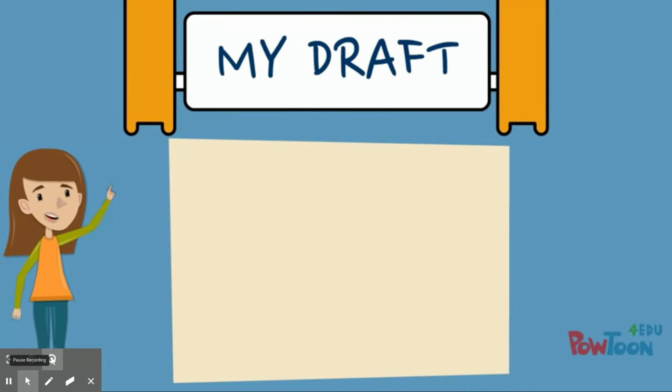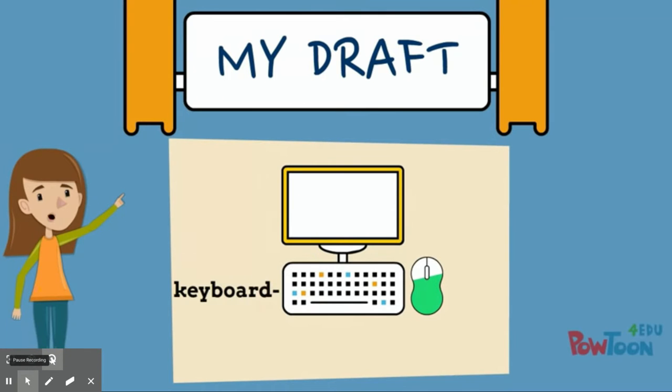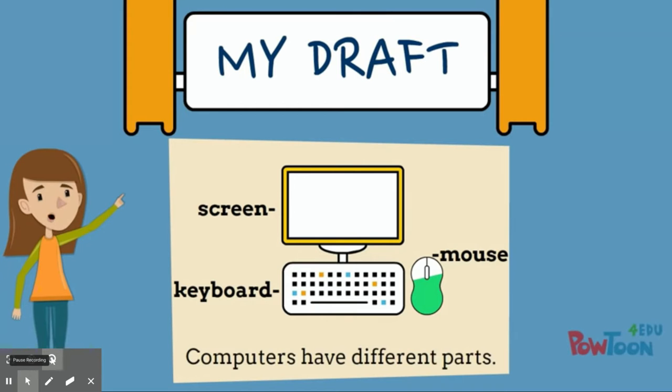Now I will draw a picture to go with this section. I will draw a computer, and then I will label each part. I can also write a caption in the bottom to explain what the picture shows.